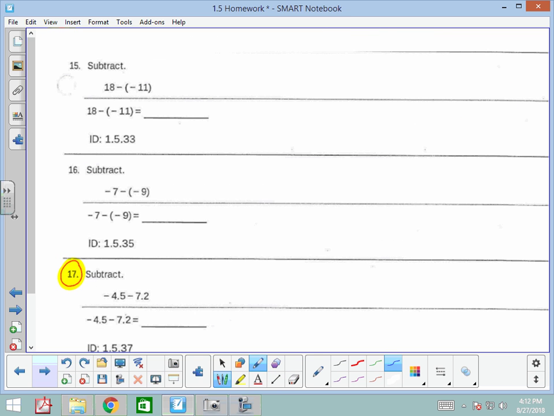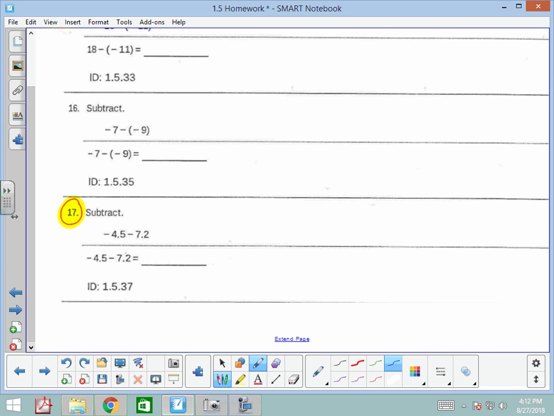All right, 17. Notice it is circled and highlighted, so we're going to show our work. When we're adding and subtracting decimals or adding and subtracting fractions, I want you to show your work. So 4.5 and 7.2. They're same signs, so I'm going to add, bring my decimal straight down, and I get 11.7. Both of those have a negative sign in front of them, so we keep the sign. So it's negative 11.7.